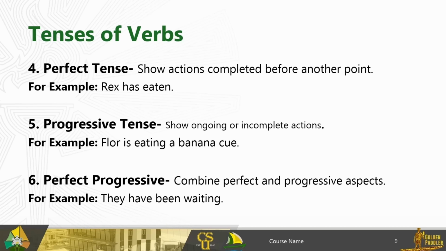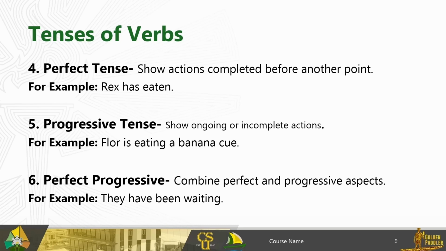Number 5, progressive tense. It shows ongoing or incomplete actions that are happening now. Example, Flor is eating a banana cube. It indicates that Flor is currently in the process of eating a banana cube. Progressive tense is formed with be and its conjugation or variation am, is, and are, plus the present participle, verb plus ing, and is useful for describing actions in progress or ongoing activities.